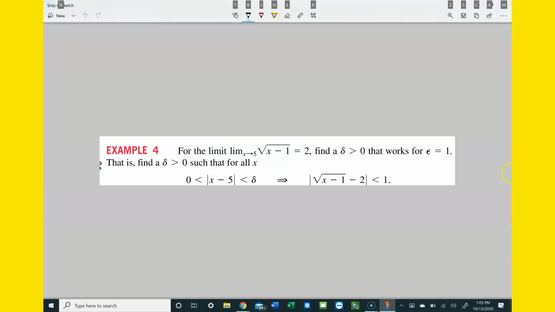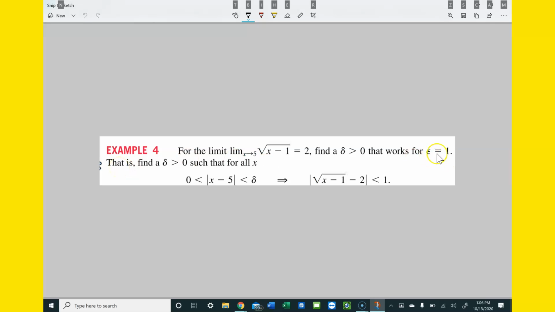Okay. All right, example 4. For the limit as x approaches 5 of the square root of x minus 1 equals 2, find a delta greater than 0 that works for epsilon equal to 1. So he's given us a concrete example here. I mean, a concrete number for epsilon, not instead of just leaving it as an abstract number, which is going to lead us to another example where he does make an abstraction.